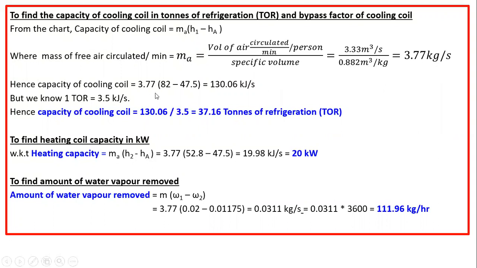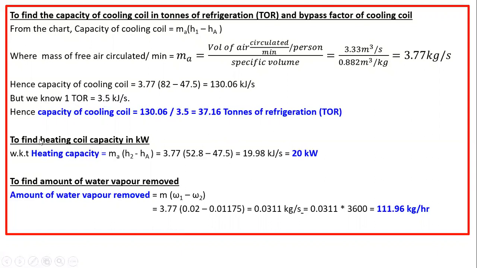Next is the capacity of the cooling coil. So how do you find it? Mass of the air into H1 minus HA, which we have noted down, we can find out the capacity of the cooling coil. But it is asked in tons of refrigeration. So we know 1 ton of refrigeration is 3.5 kilojoules per second. So divided by that, we'll get 37.16 tons of refrigeration.